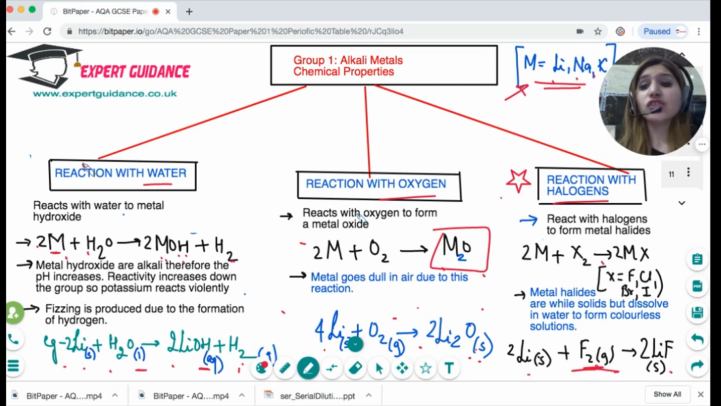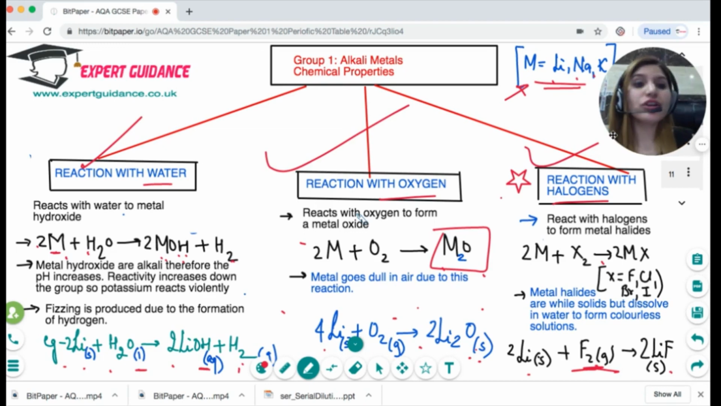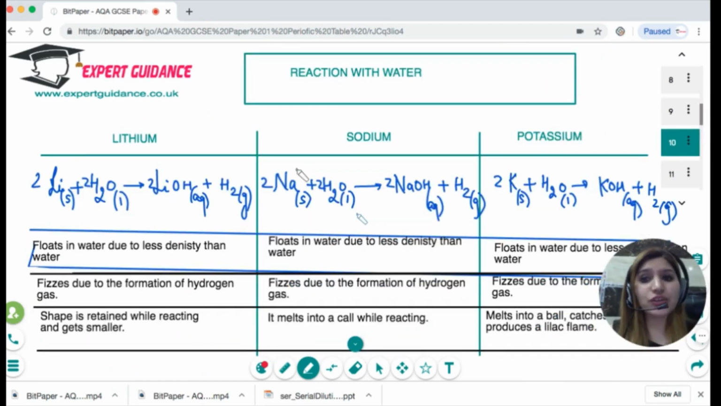Okay, so these 3 reactions, very, very important. Make sure you remember them. Make sure you know how to write the equations along with the state symbols, and do not forget to balance the equation. Okay, now, as you know, the reactivity with the water will increase down the group.